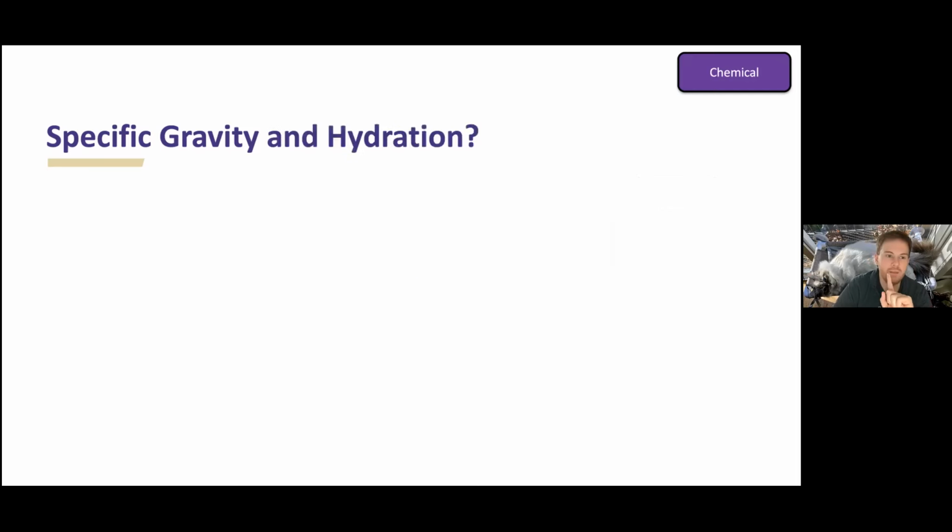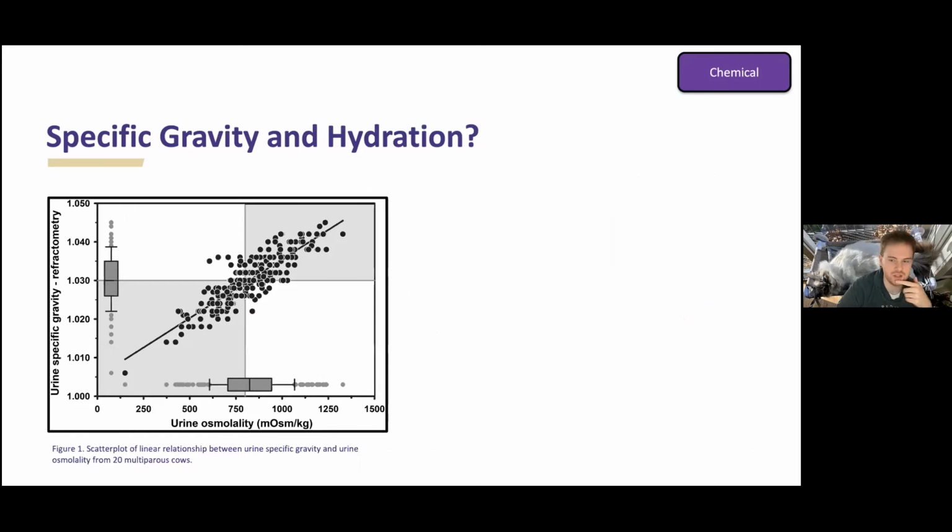But something that we commonly use it for is what's going on with this patient's hydration status. There are many different studies in the veterinary, nutrition, and sports literature that look into the usefulness of spec grav and hydration status. Here's a scatter plot looking at the linear relationship between urine osms and spec grav. Seems to have a pretty good fit. For those of you who want to know more about this study, it's of 242 urine samples obtained periodically from 20 multiparous Holstein Friesian cows from late gestation to early lactation.